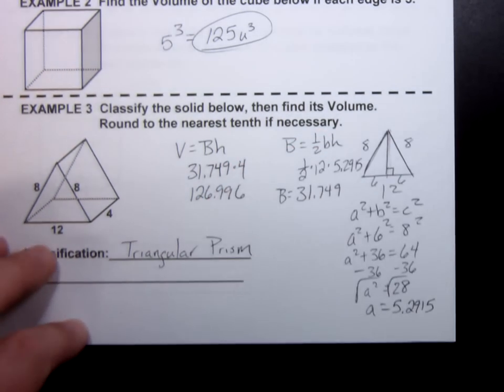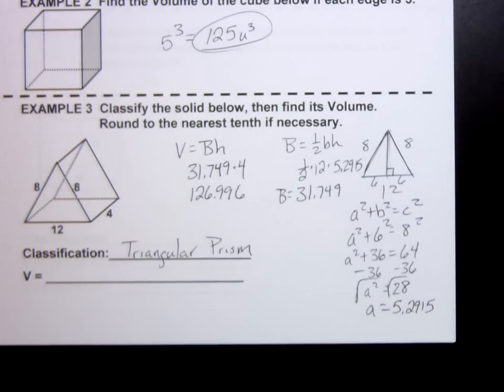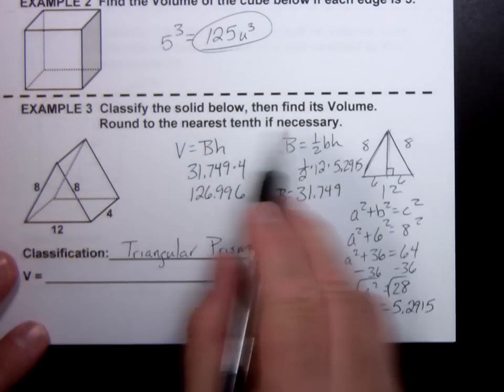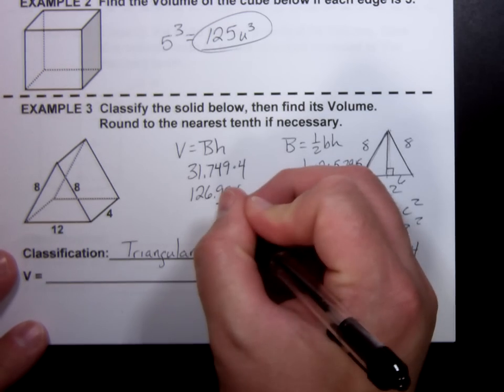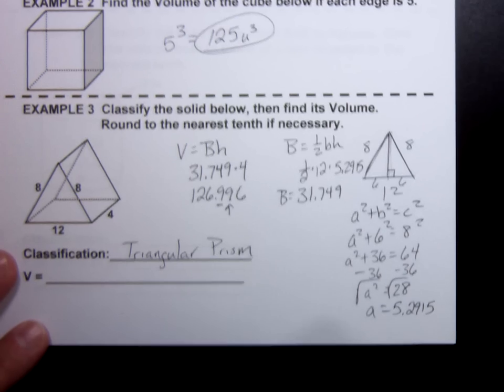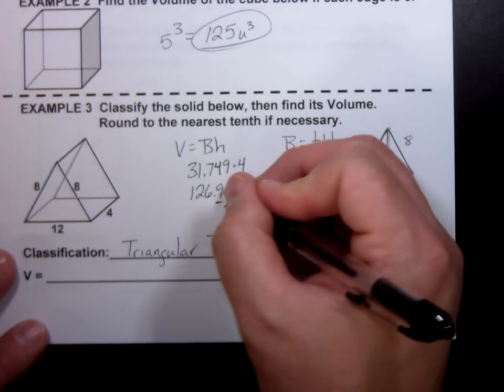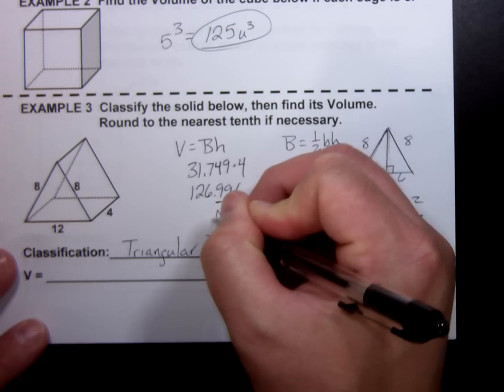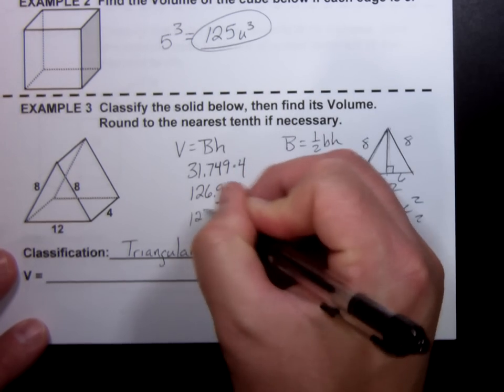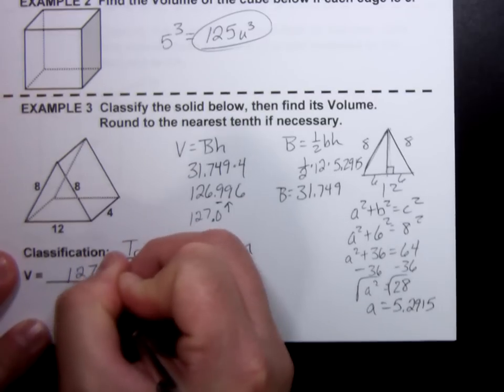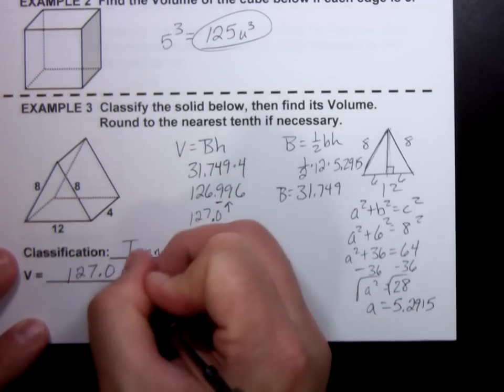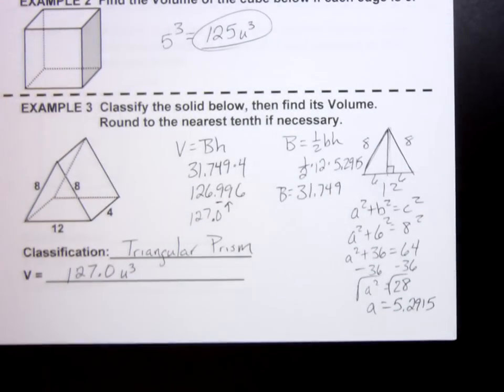I get something along these lines, depending on where I'm rounding to. And for my final rounding, I want to round to the nearest tenth. So I'm keeping one number after the decimal point. That next number, 9, is big enough to round up. Well, if I round a 9 up, it becomes 10. So I got to carry the 1 over. And I get 127.0. And volume's three-dimensional, so it's always units cubed.